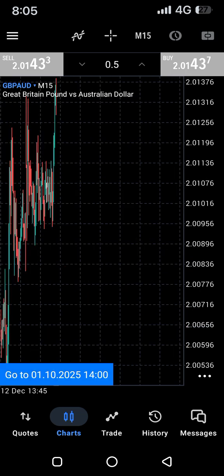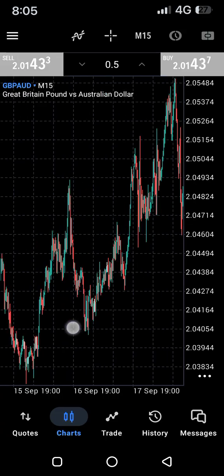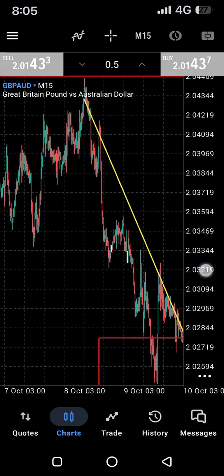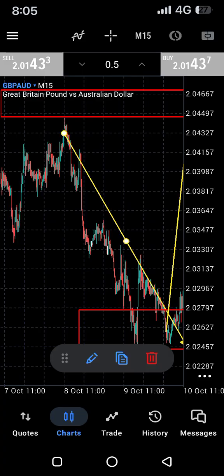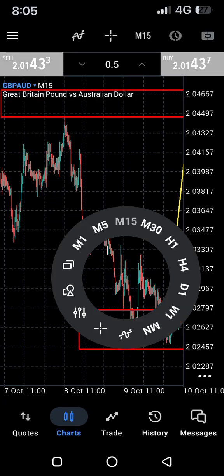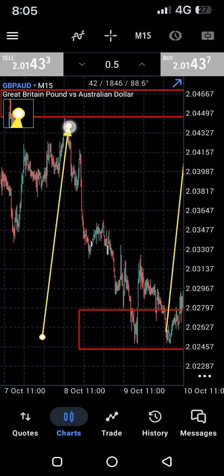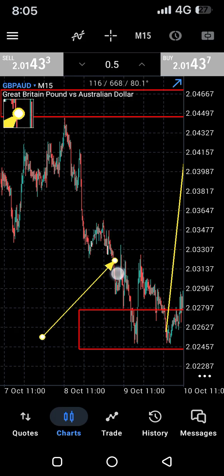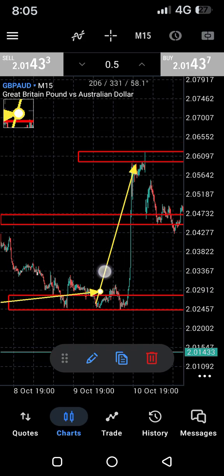Okay, so what do you do? You go to your M15 and you zoom out. I'm still on the H1 time frame, so you see that previously price was making lower lows, lower highs, lower lows, lower highs, lower lows. And then after some time, price came above this level. What did we do? We broke structure.